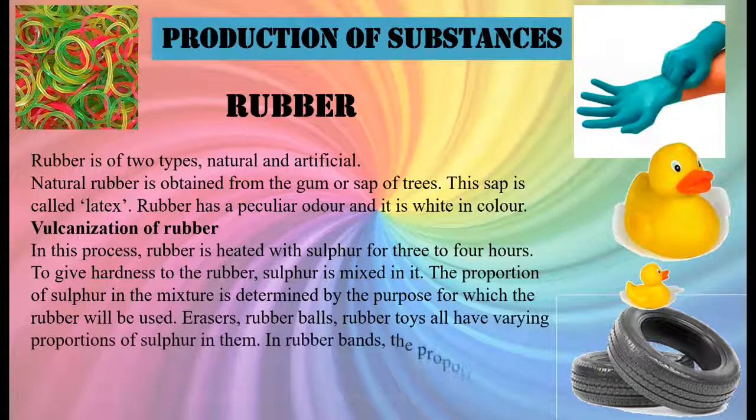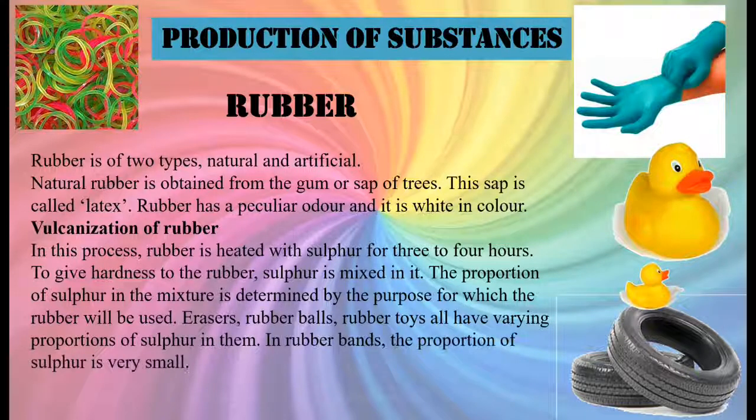Erasers, rubber balls, rubber toys all have varying proportions of sulfur in them. In a rubber band, the proportion of sulfur is very small. So now I'll be showing you all a video on how natural rubber is prepared. So let's have a look.